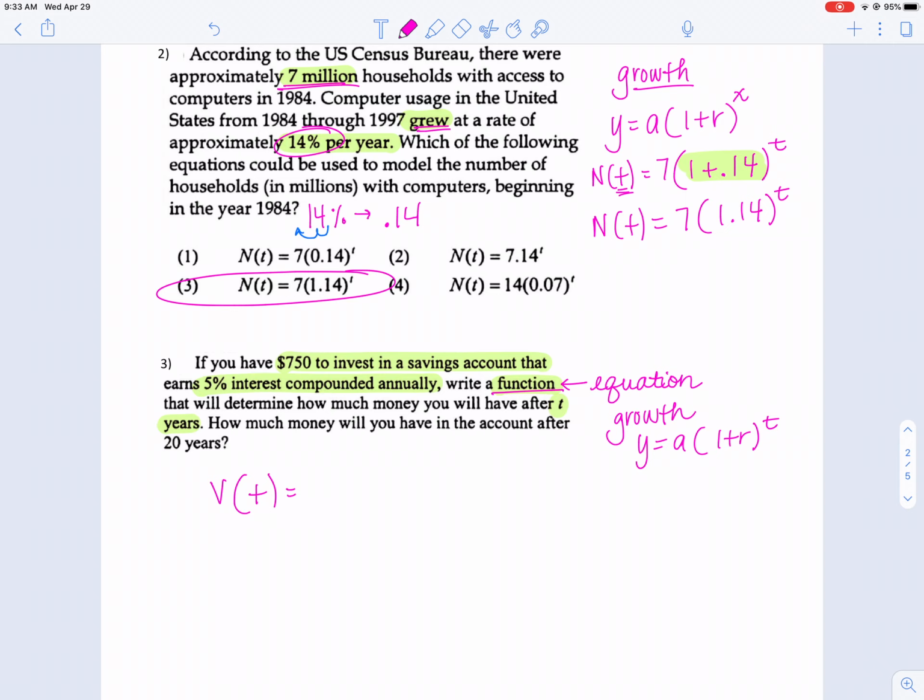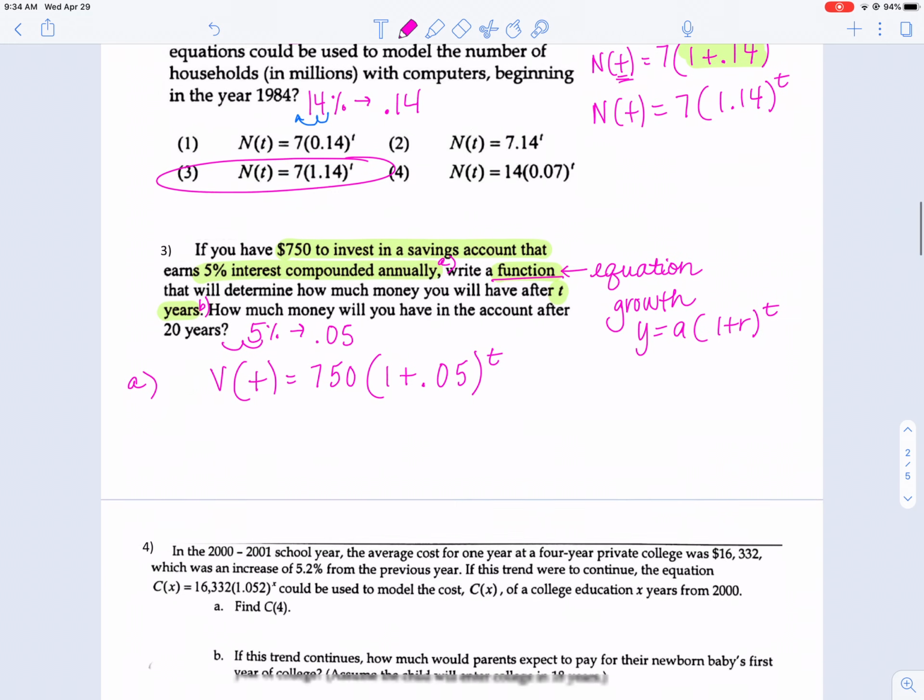Well, what's my A value? What am I initially investing? $750 times (1 plus... okay, what's the rate? The rate is 5%, but we never plug in a 5. We move that decimal 2 to the left and it becomes 0.05. And I'm going to raise that to the t. So remember, you go boop, boop, 2 to the left becomes 0.05. Now, this is the first part. This is A, writing the function.